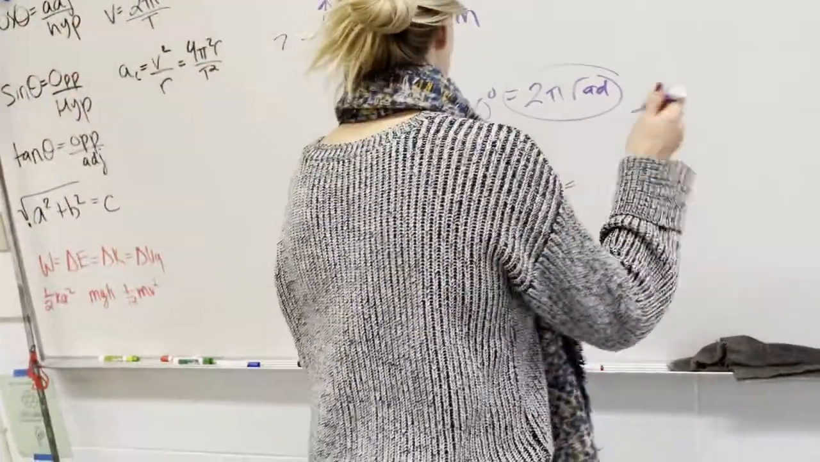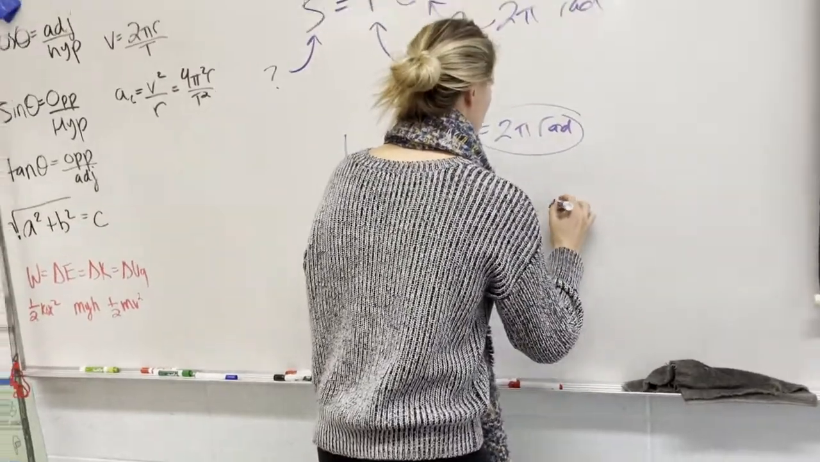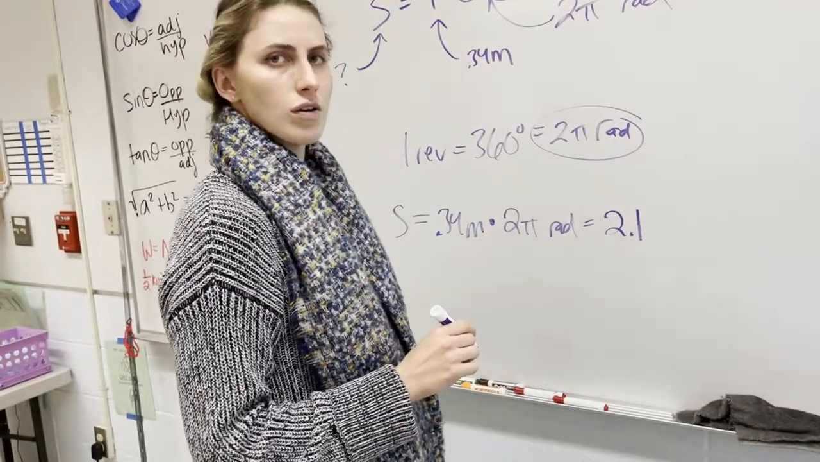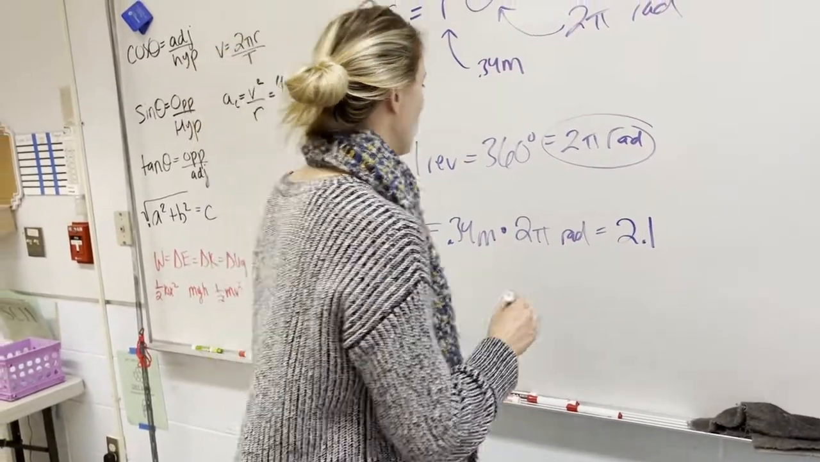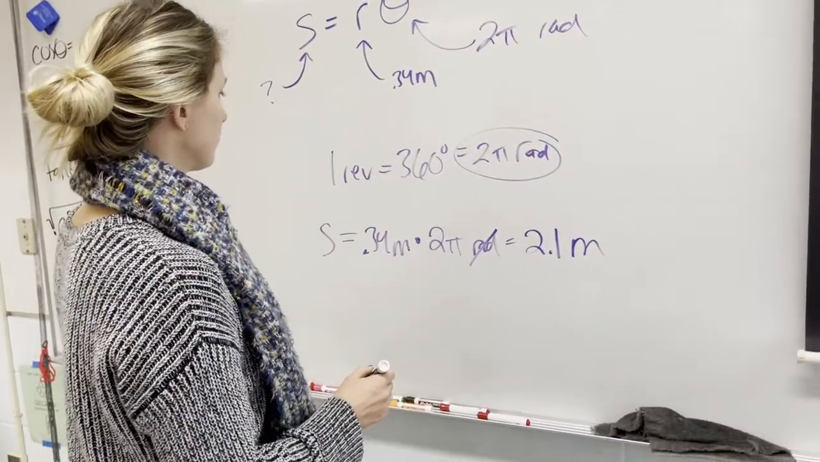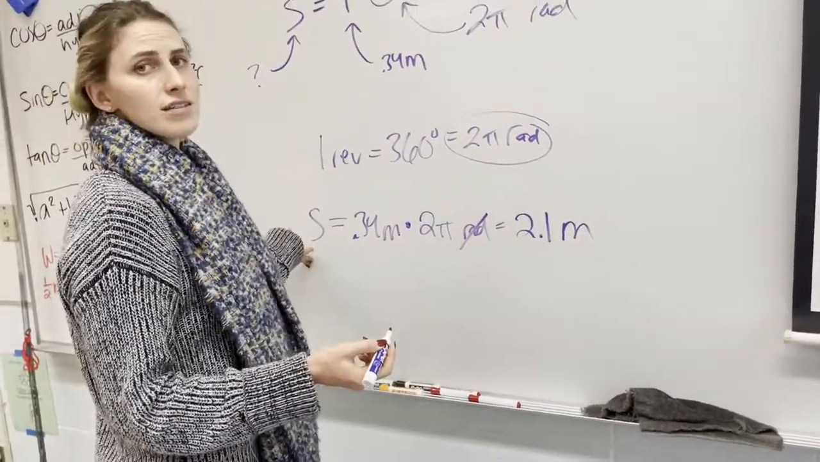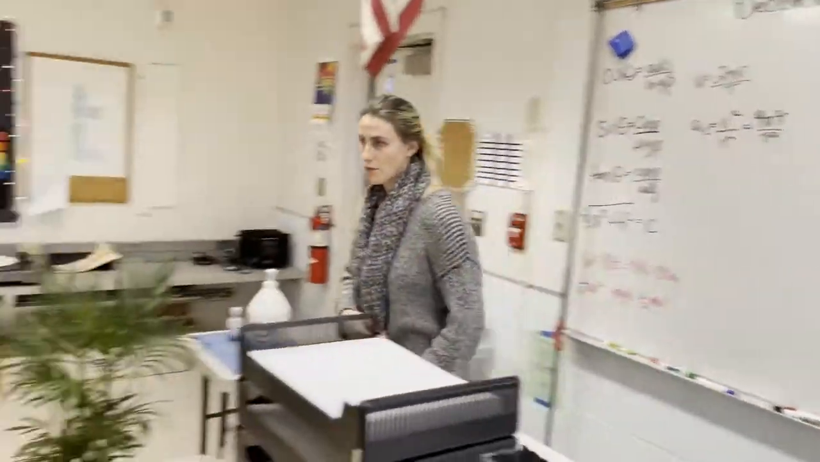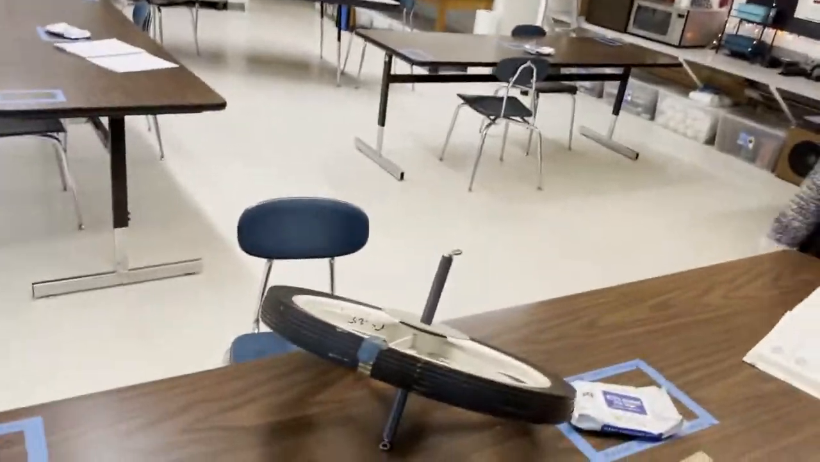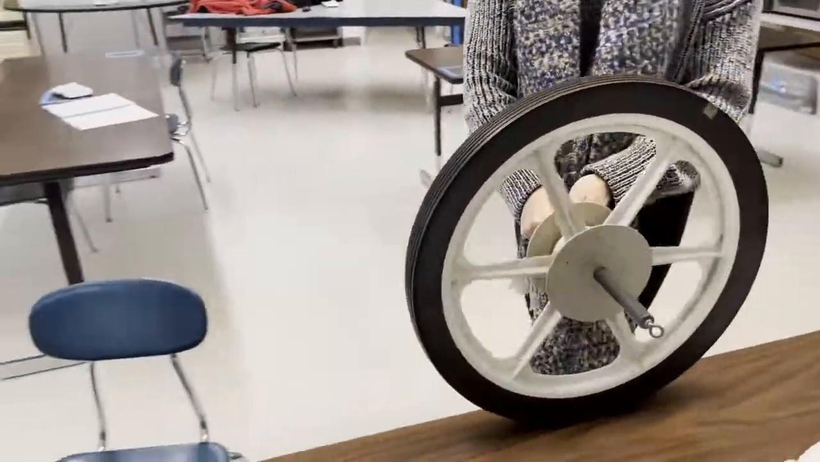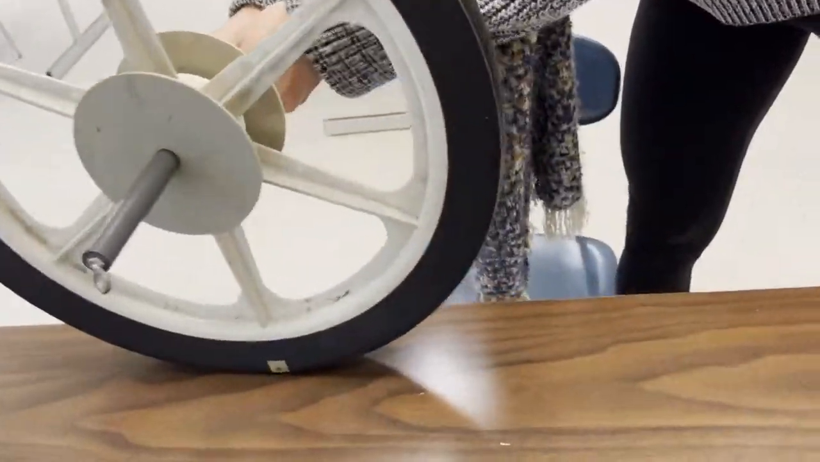radians. Well, let's talk about the units here. I've got meters here and radians here. And radians go away, because the answer to the S is meters. Because this is essentially distance, right? So what that means, we look over here, is that from here to here is 2.1 meters.